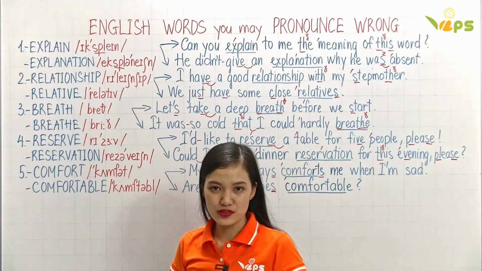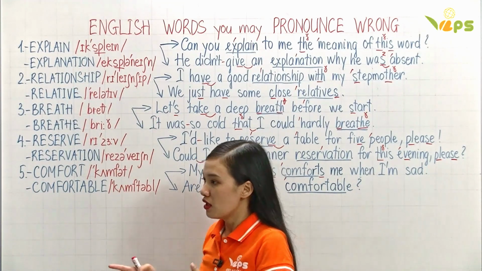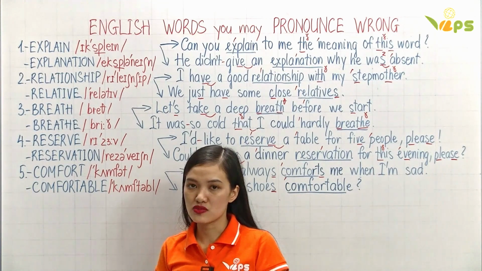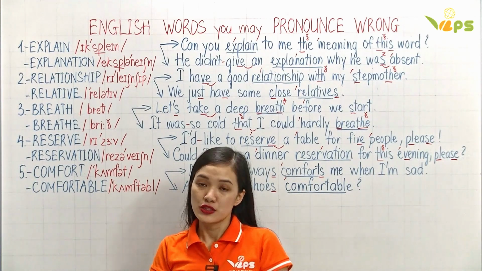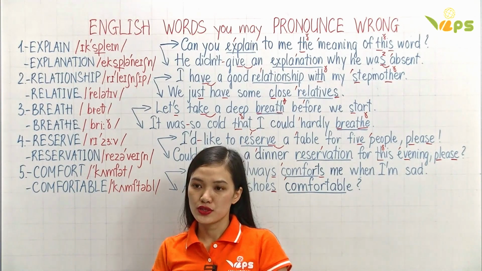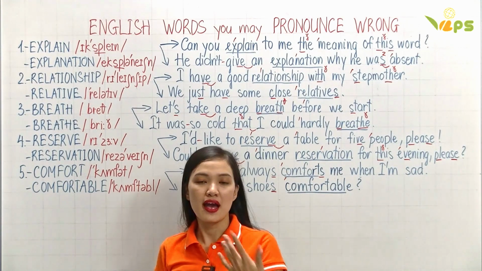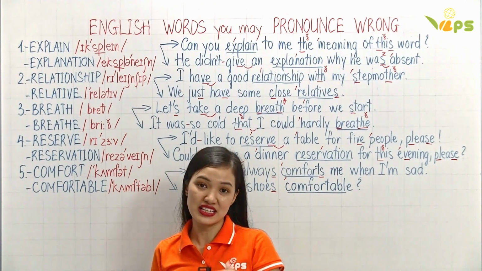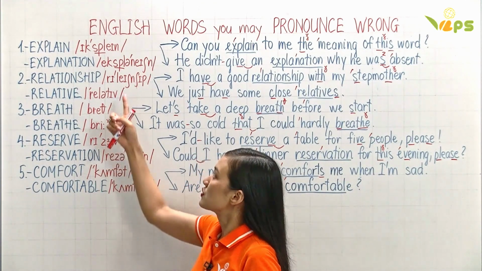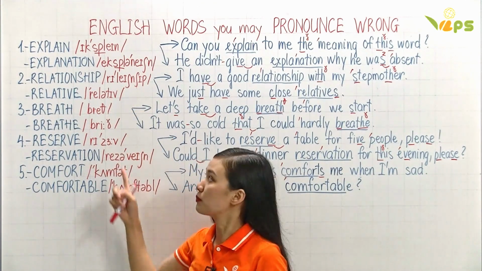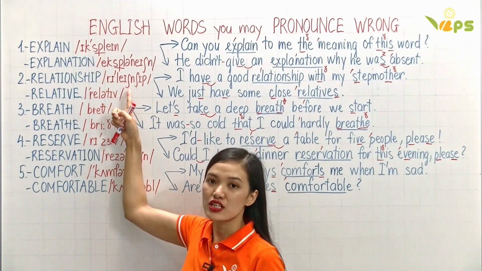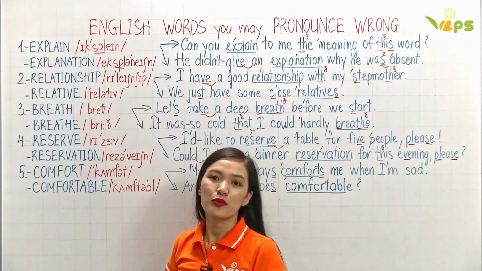Number 2, relationship. You know this word, right? Relationship, that means the way people, countries, companies or groups behave towards each other, the way they interact with each other. So relationship.